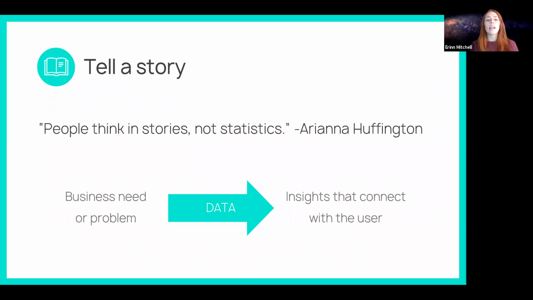So when I think about a high level process on how to tell a story with data, you always need to start with a business need or problem. A business need or problem will create an impactful dashboard or an impactful report that will help your business be more efficient and effective. So starting with the business need or problem, using data will result in insights that connect with the user and impact your organization for good.